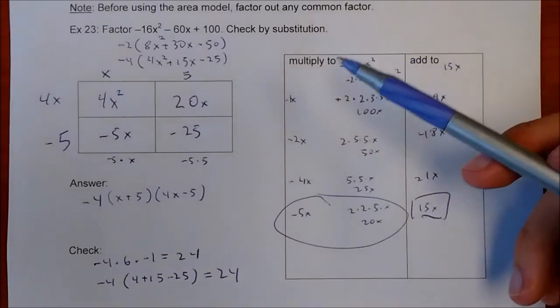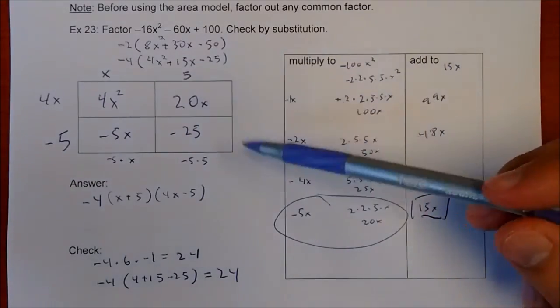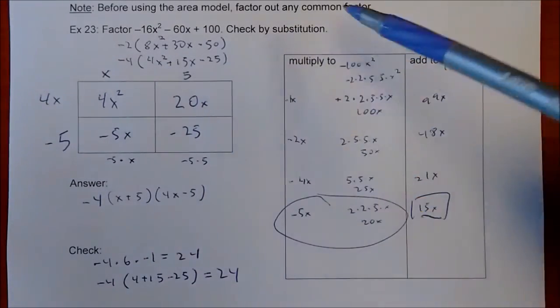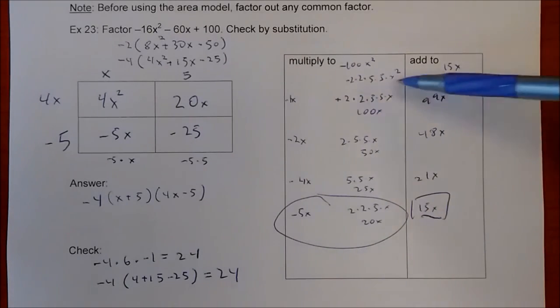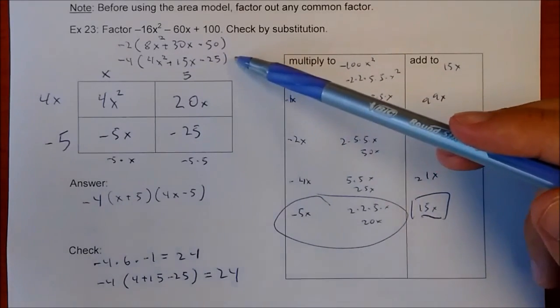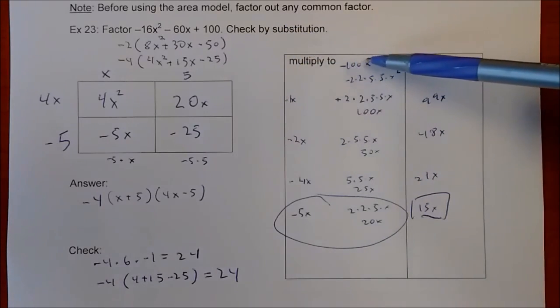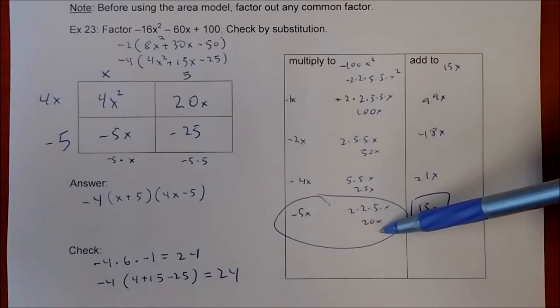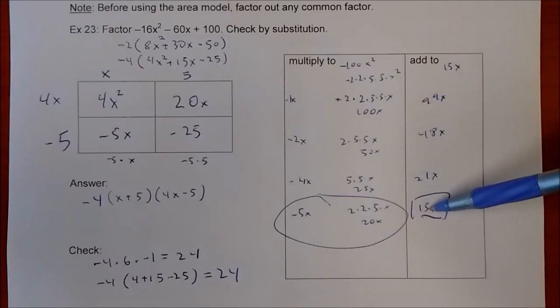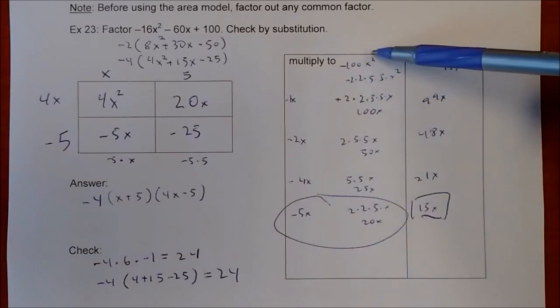So let's see how you did. First off, I noticed that our two numbers had to multiply to negative 100x squared, and our two linear terms had to add to 15x because of the form of our polynomial. So then I hunted down pairs until I got to negative 5x and 20x as our two linear terms because they add to 15x and multiply to negative 100x squared.